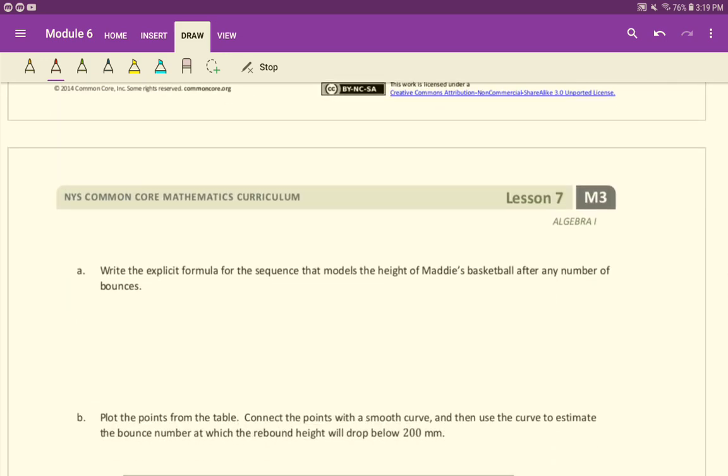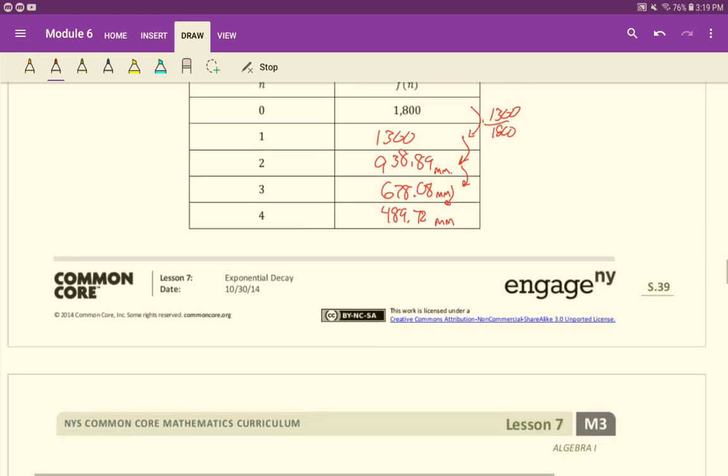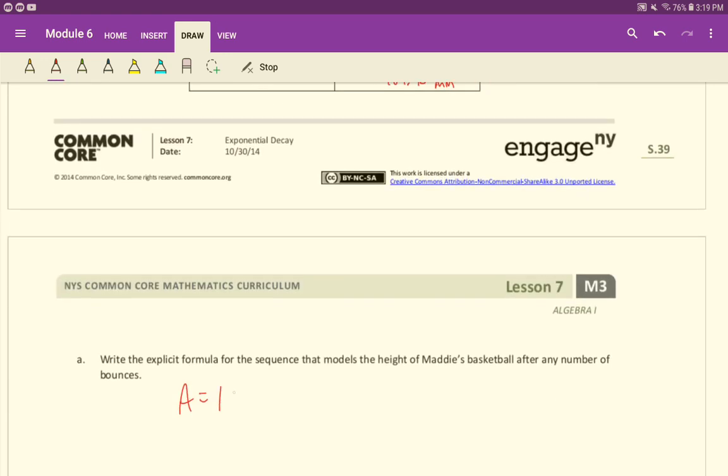Write the explicit formula for the sequence that models the height of Maddie's basketball after any number of bounces. So again, we're talking about growth or decay here. Is the height of the basketball growing or decaying? Decaying, right? The bounce is getting smaller. So again, amount equals, and our principal, our starting amount here is 1,800. And then it's 1 minus, and then what is our fraction here? What are we decaying by every time?